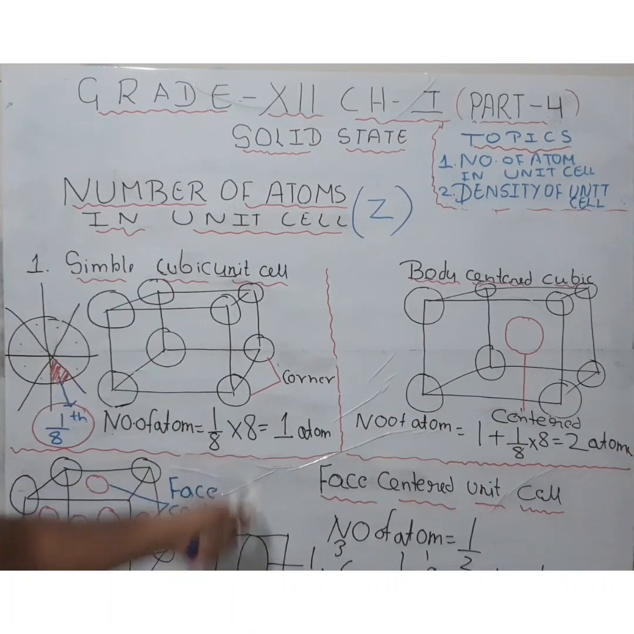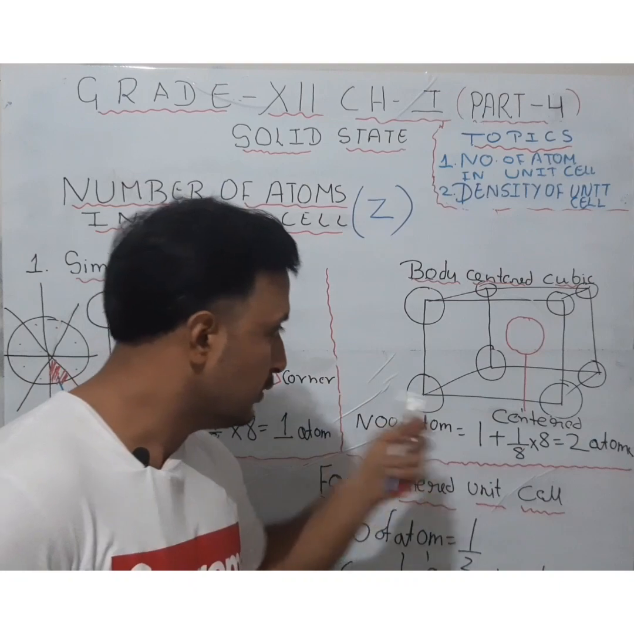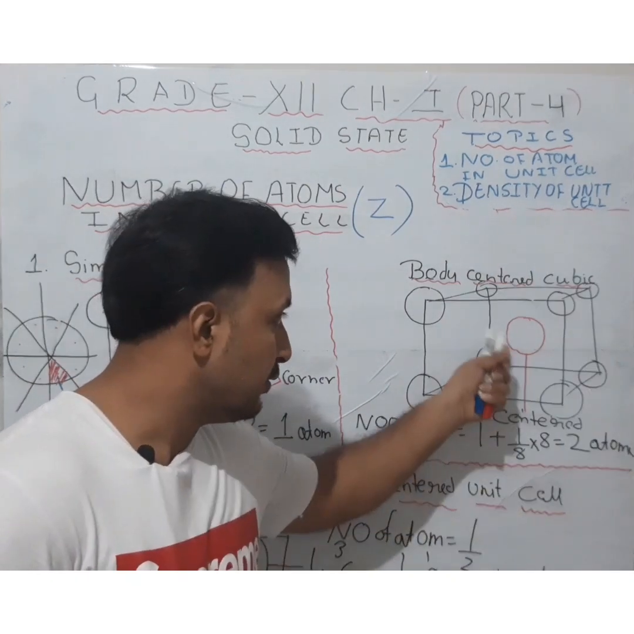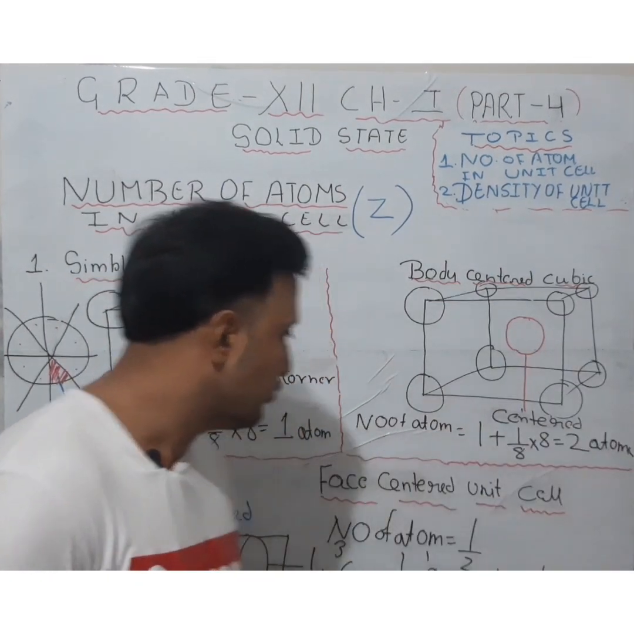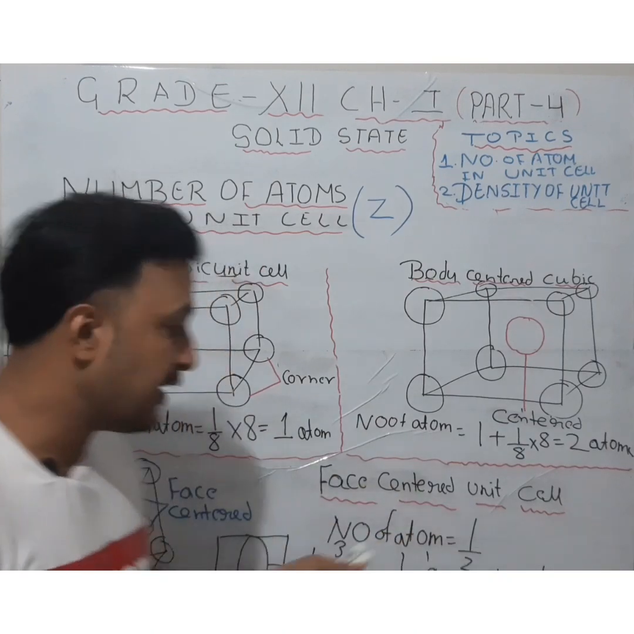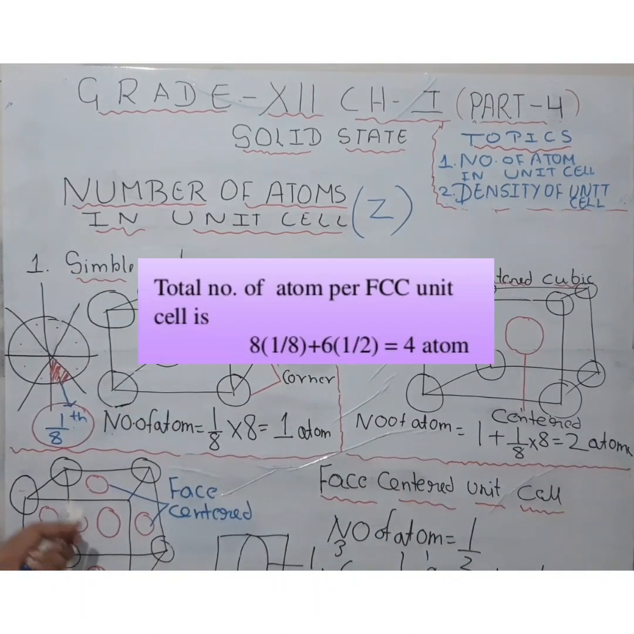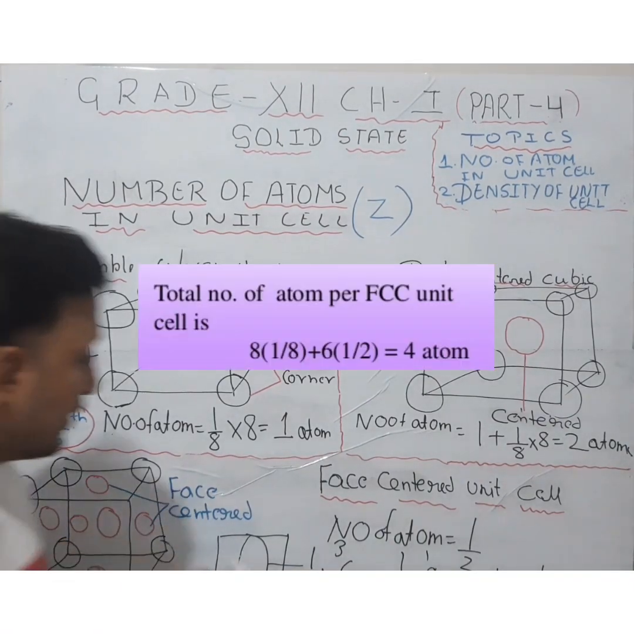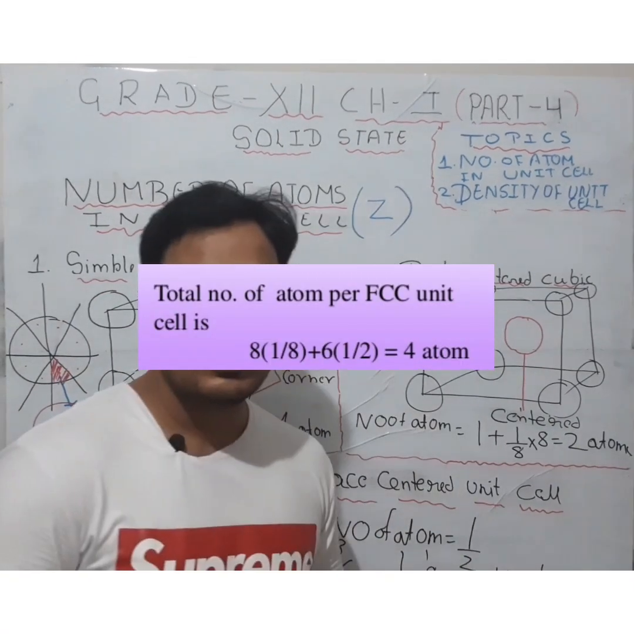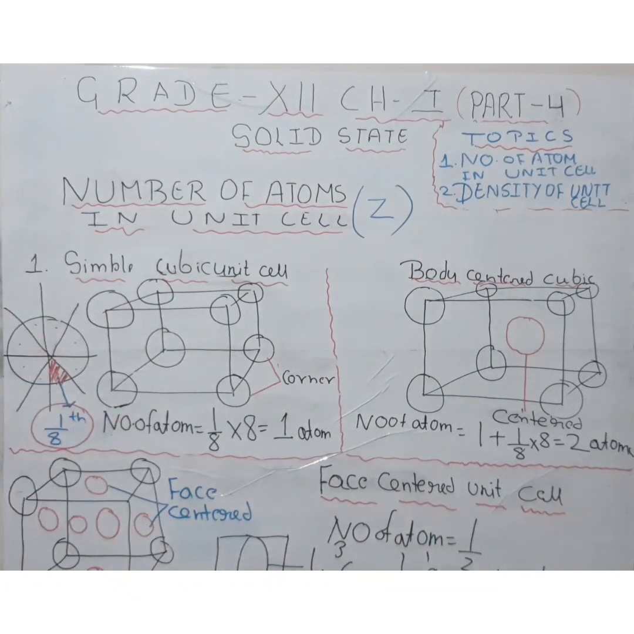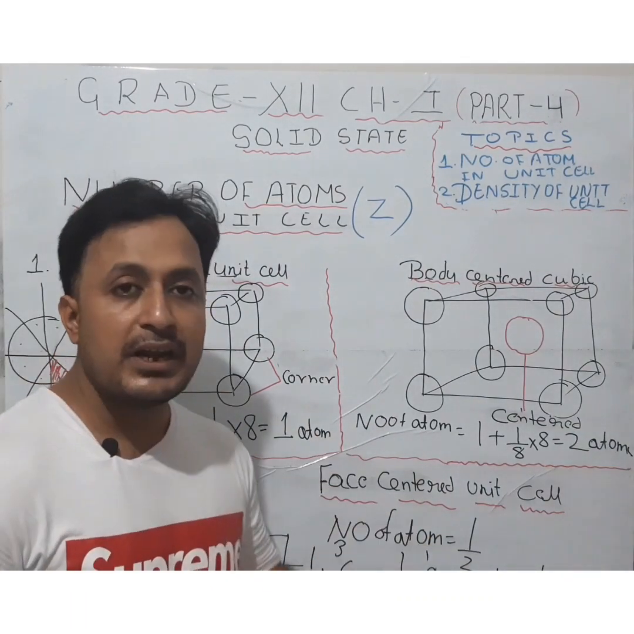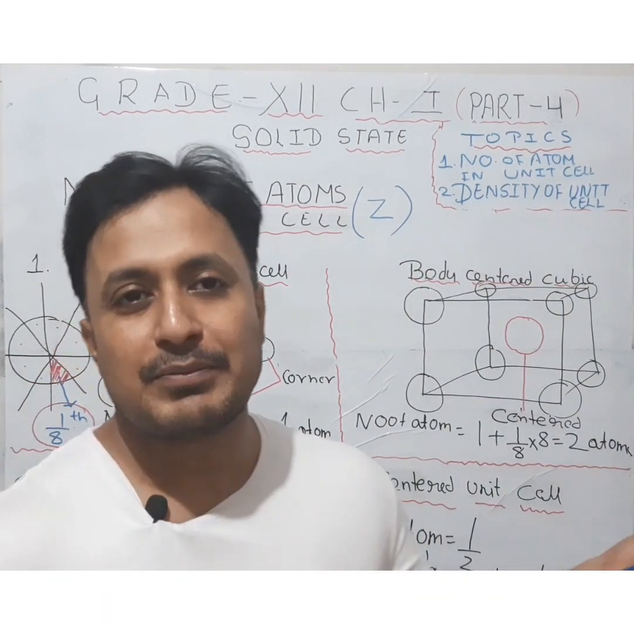Simple cubic, 1 atom. Body-centered, because of the center constituent particle, there are 2 atoms. In case of face-centered, as 1 by 2 part is contributed by each face-centered particle to the specific unit cell, there are a total of 4 atoms. So that is how we calculate the number of atoms in a unit cell for different types of unit cell.